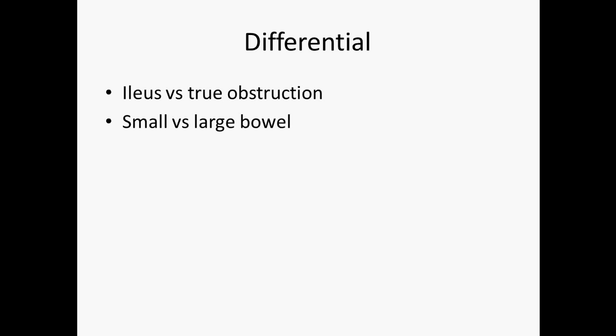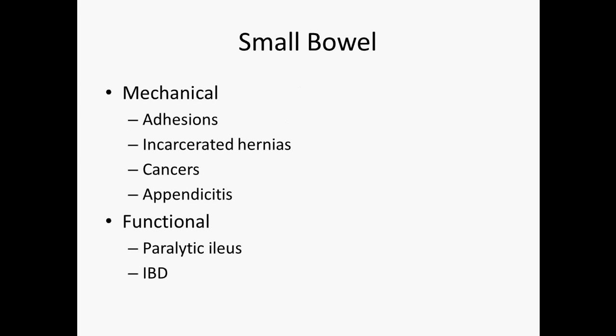And it's important to differentiate whether this is happening in the small bowel versus the large bowel, both for differential diagnosis and for treatment. So in the small bowel, the most common causes of blockage are either mechanical or functional blockages, which we kind of mentioned before. The mechanical blockages include adhesions, when scar tissue pulls the bowel or puts a kink in the bowel.